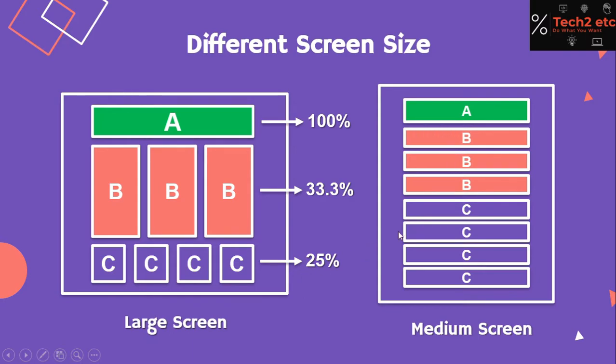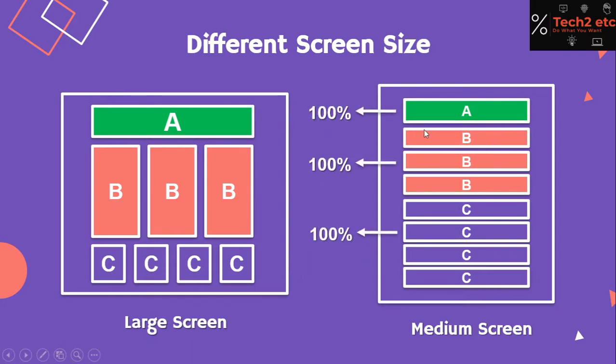Now if we see it in tablet view, our A part is taking 100%, each B part is taking 100% also, and each C part is also taking 100%. Here you can see that our B part was in one row, but now our B part is in one column. Our C part was in one row and now it is also in one column.